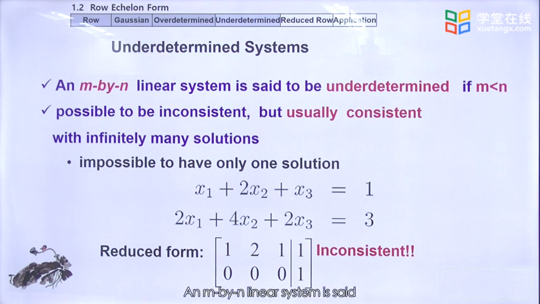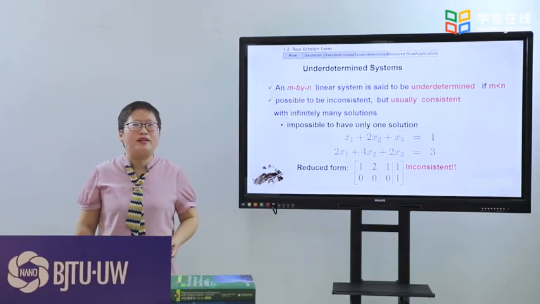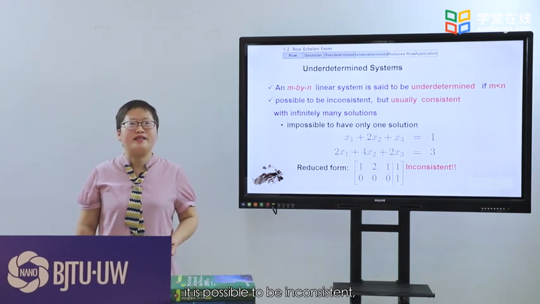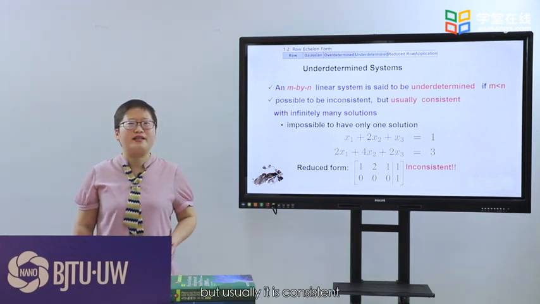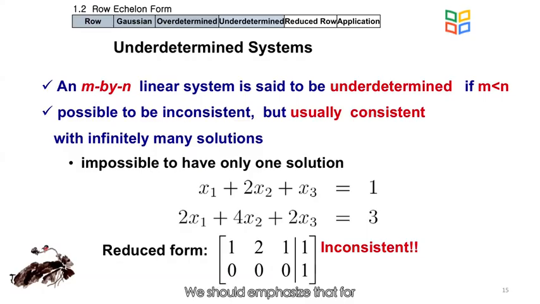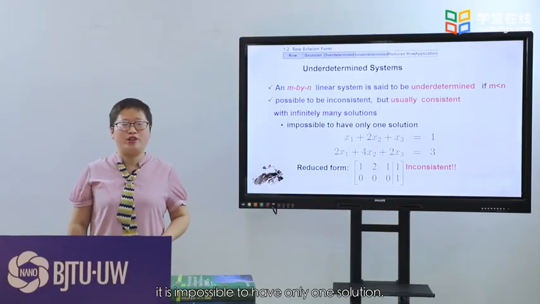Now we consider the underdetermined system. An m by n linear system is said to be underdetermined if m is smaller than n. So there are fewer equations but more unknowns. An underdetermined system is possibly inconsistent, but usually it is consistent with infinitely many solutions. We should emphasize that for an underdetermined system, it is impossible to have only one solution.